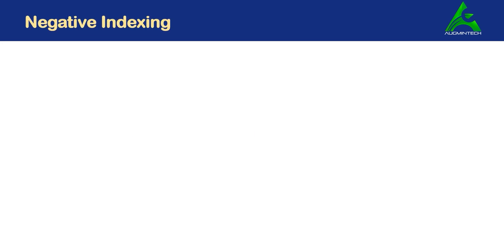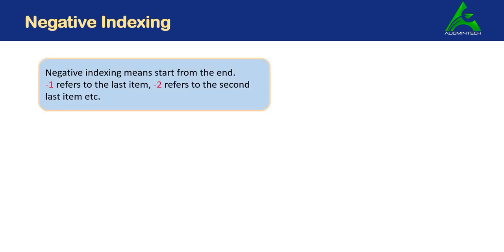Now let's see what negative indexing is. Negative indexing starts from minus 1, which refers to the last item. So minus 2 refers to the second last item, and so on. There we go. My tuple of minus 1 should give us the value Facebook because Facebook is the last element here.